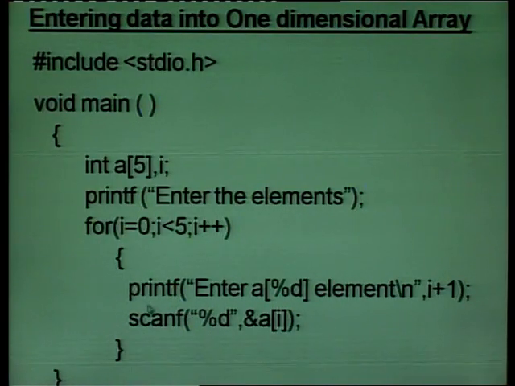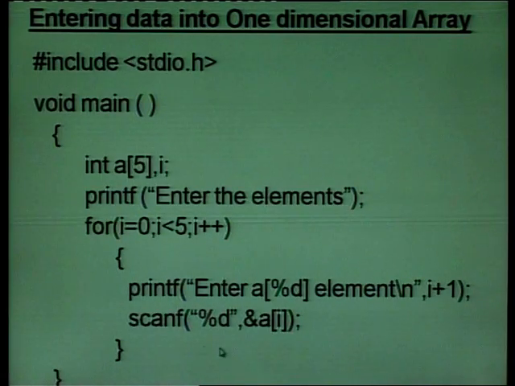Then I print the line printf("Enter a %d element\n", i + 1). Here we print the number of the element in the array. Then I use a scanf command to enter the element into the array from the user. For this I use here a %d. %d is used for the integer variable.